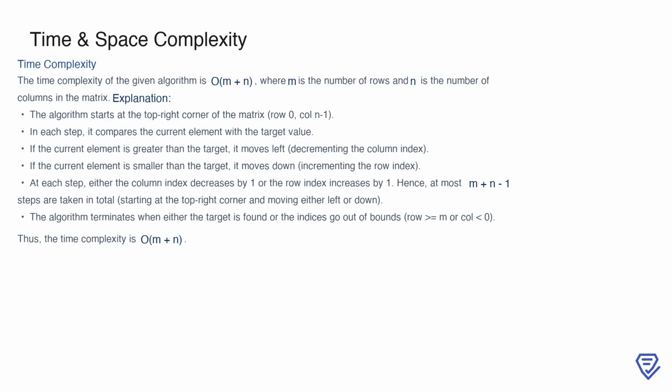Since there are m rows and n columns in the matrix, the maximum number of steps the algorithm can take is m + n - 1. This is the sum of the dimensions of the matrix minus 1, as it traverses the matrix diagonally from top right to bottom left. Once the target is found or the indices go out of bounds, the algorithm stops. This explains why the time complexity is linear in terms of the matrix dimensions, O(m + n).